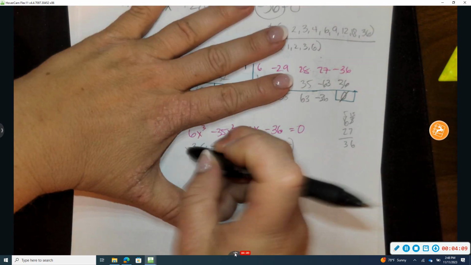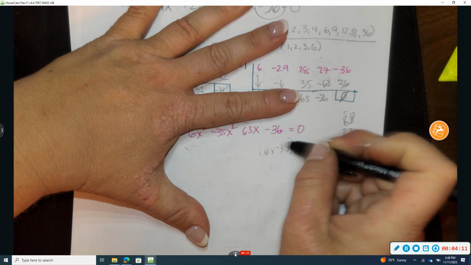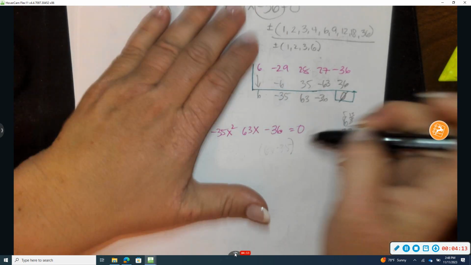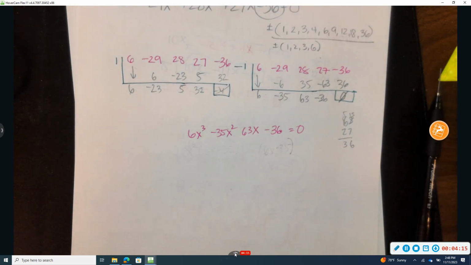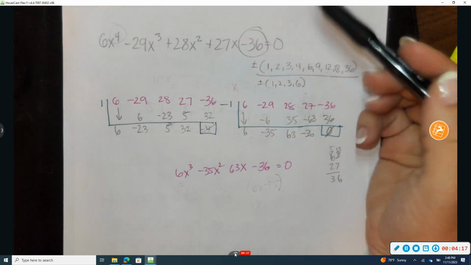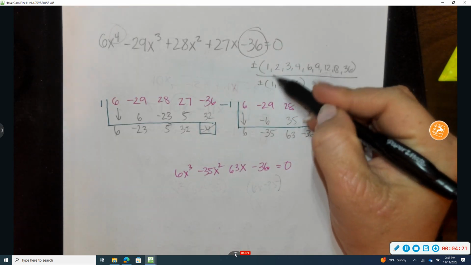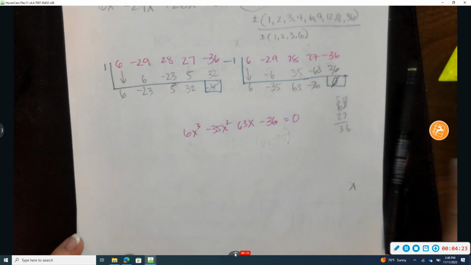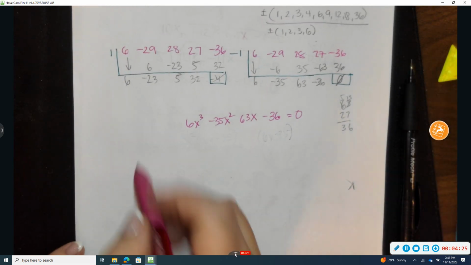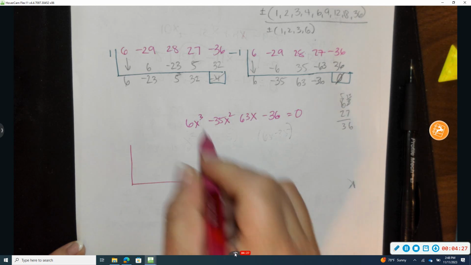Doesn't mean that we can't solve this, but what it does mean is this isn't going to be factorable by grouping. So what do we do? Well, I tested 1 and -1. Now I'm going to go back. I'm going to test 2 and -2, 3 and -3, and see if I can continue to use synthetic division as a way to solve here.